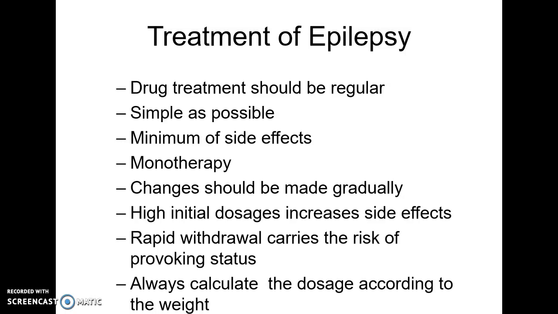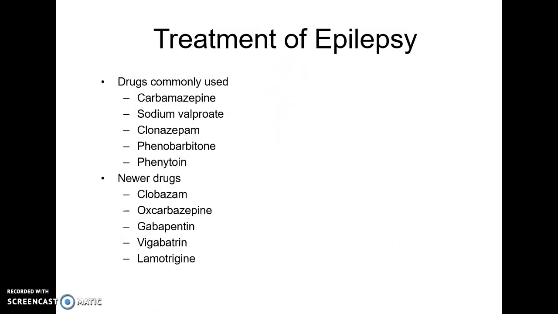Initial high doses increase side effects. So high dosage is rarely given by doctors unless the dose is not sufficient to prevent epileptic seizures. Episodes have to be reduced. Rapid withdrawal carries the risk of provoking seizures. So suddenly stopping medication may again cause seizures or epileptic syndromes. Always calculate the dosage according to the weight of the child.